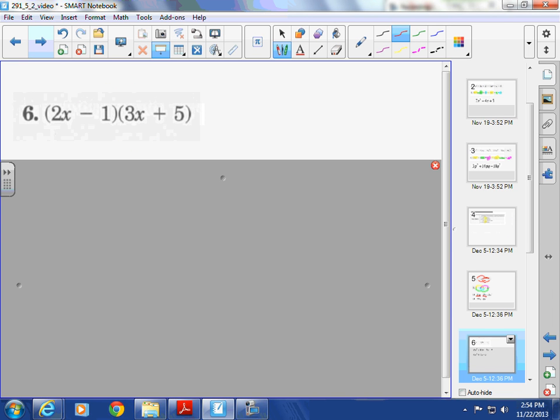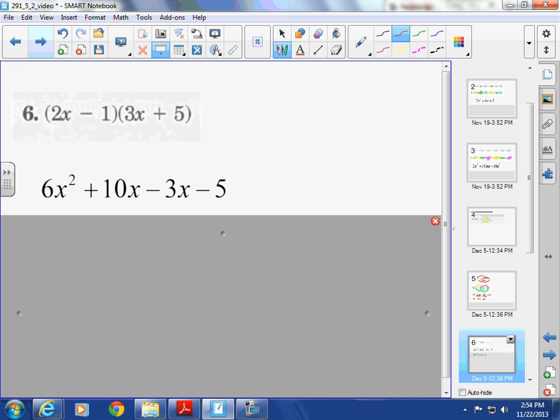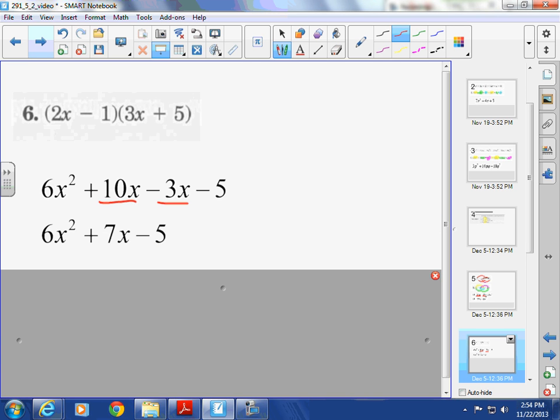All right, here's a second example of FOIL in action. Remember, first times first, 2x times 3x, outer, 2x times 5, inner, negative 1 times 3x, and last, negative 1 times 5. When you do that, you get 6x squared plus 10x minus 3x minus 5. Again, we have like terms. 10x minus 3x is 7x, and there's your final answer.